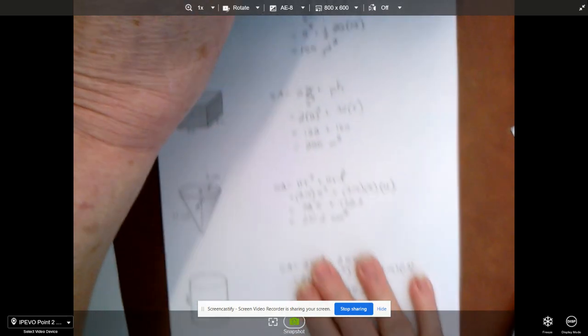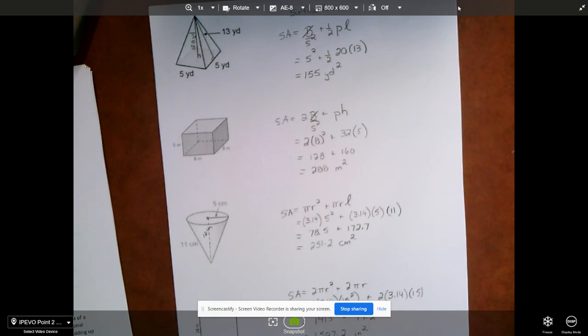So that now gives you an example of how to do each one of these, finding the surface area. I hope that helps you.